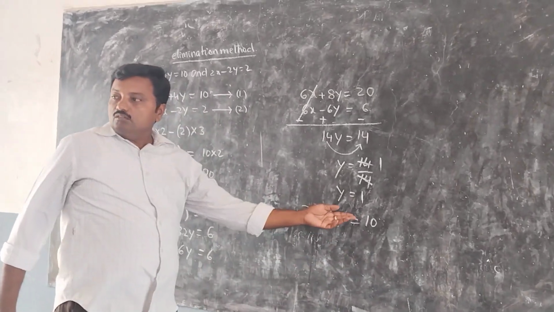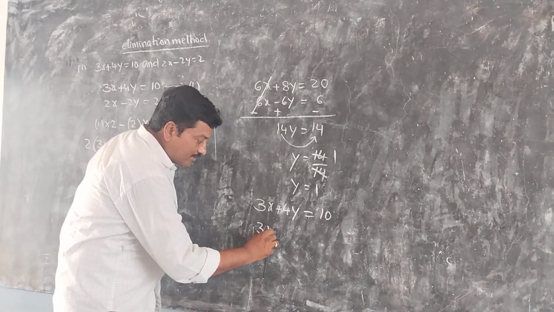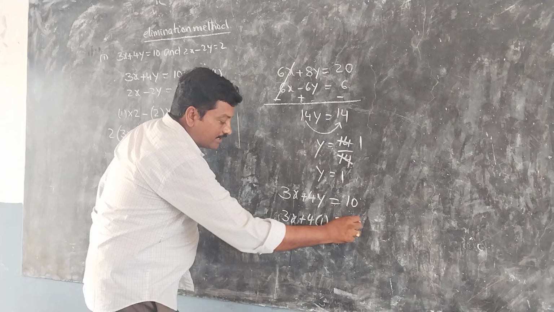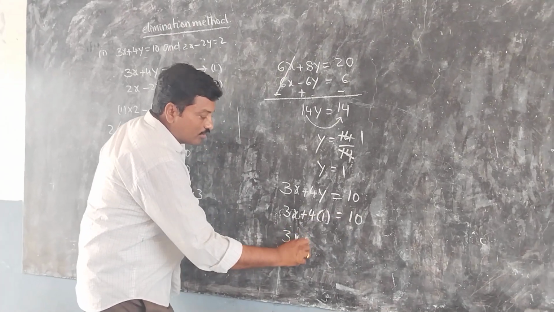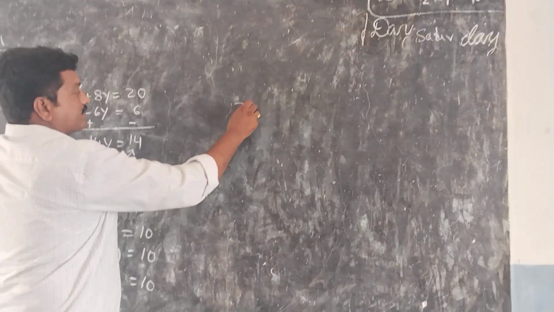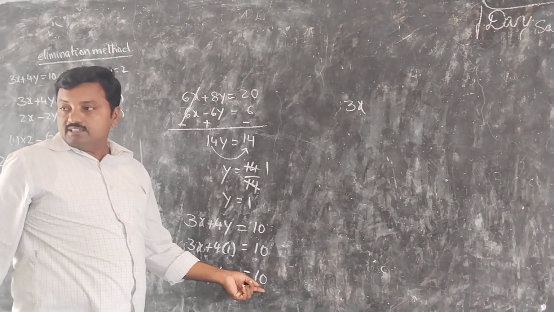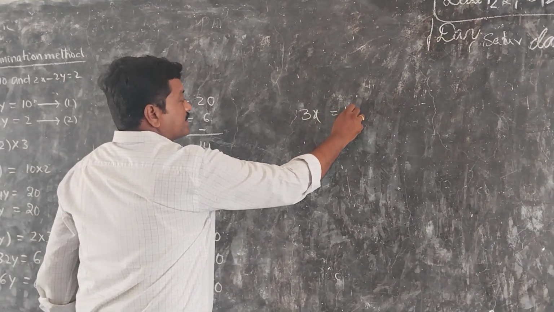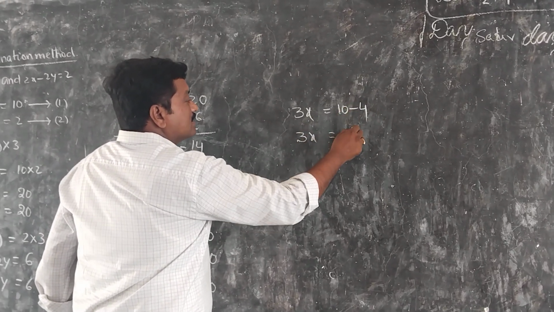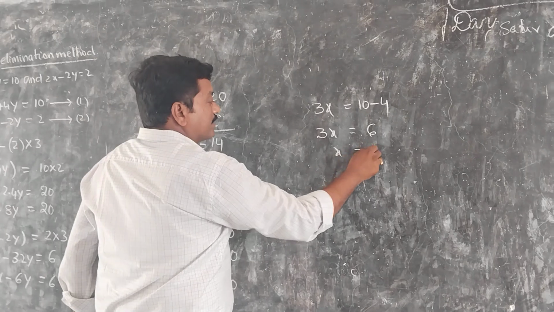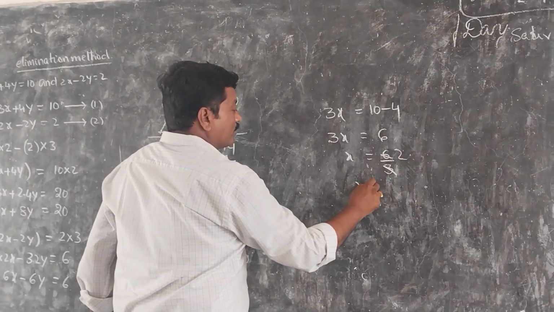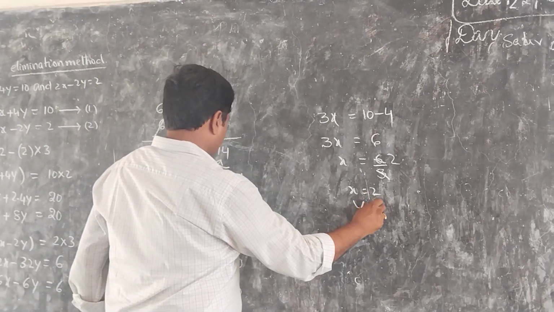So what about the y value? 1. 3x plus 4 into y equal to 1, equal to 10. 3x plus 4 ones are 4 equal to 10. 3x plus 4, transpose 4 to the right hand side as minus 4. 3x is equal to 10 minus 4, which is 6. The 3 is transposed to the right hand side, divided by 3. 3 2s are 6. So x equal to 2 and y equal to 1.